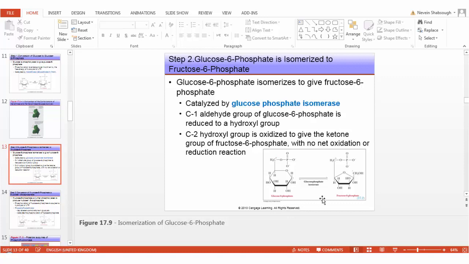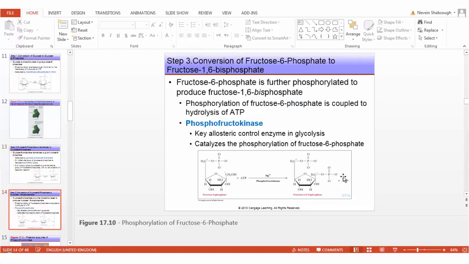As I said, both glucose and fructose are hexoses. One is an aldohexose and the other is a ketohexose. Step 3 is the conversion of fructose 6-phosphate to fructose 1,6-bisphosphate. Notice here a second phosphorylation reaction, where a second mole of ATP is consumed and is the source of the phosphate that is added to fructose at position 1.